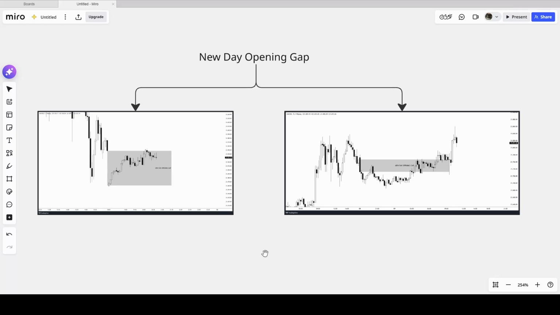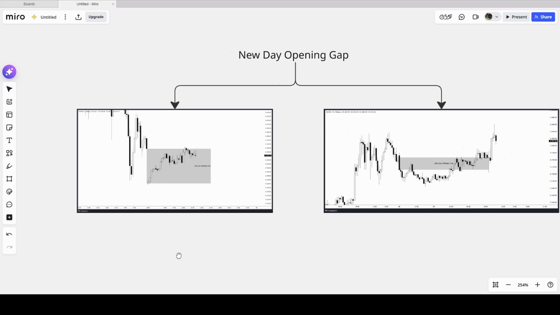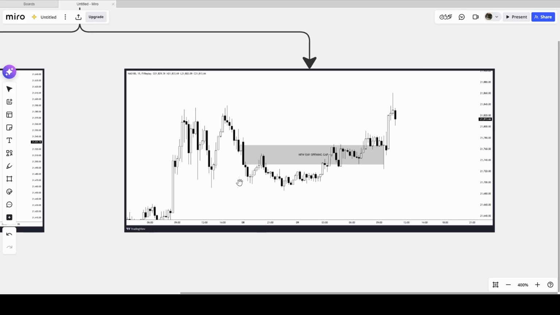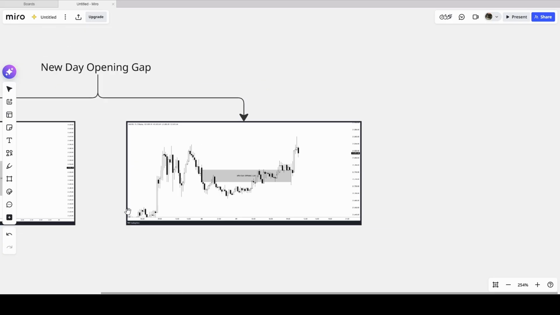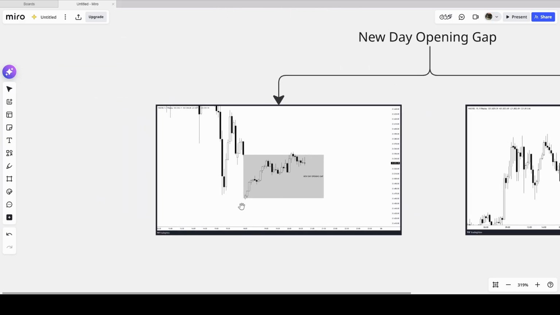In today's video, I'm going to show you how to use the New Day opening gap. There are two types of New Day opening gaps. The first one is formed using the closing price of the previous day's candle and the opening price of the 6 p.m. candle. The second type is formed using the closing price of the previous day's candle and the opening price of the 9:30 a.m. candle. In this video, I'm going to show you how to use the first method.